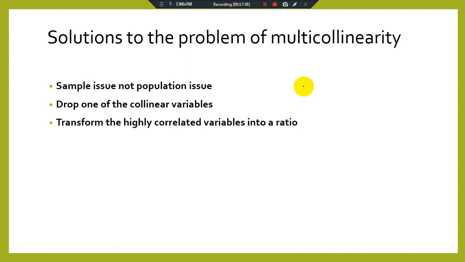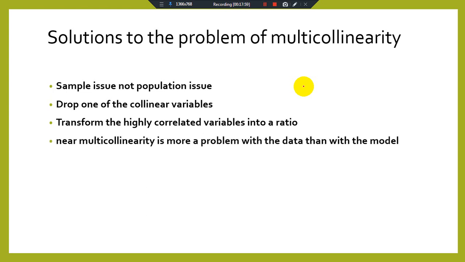Okay, next you have to transform the highly correlated variables into ratio form. You can take the log of your variables, or you can select the data of those variables in a ratio form or in a growth form, so the multicollinearity issue can be resolved.